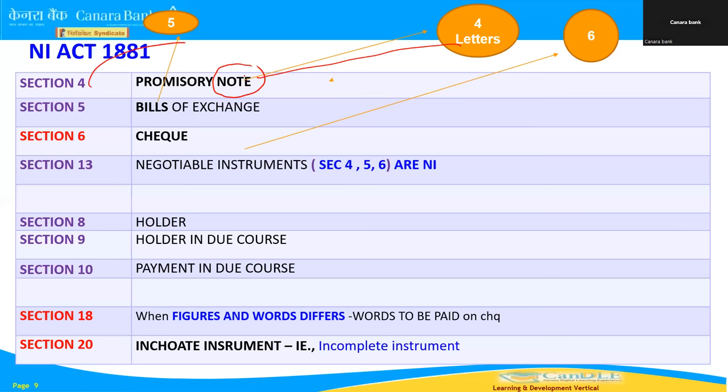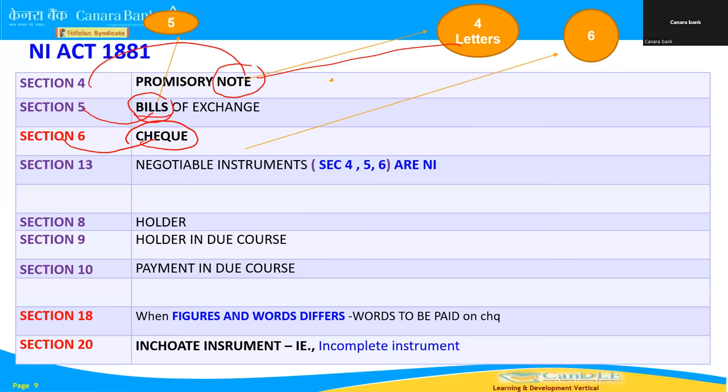Section 5 is taking care of bills. These are five words. Then check, CHEQUE, section 6. Please remember, this question was asked last year in the clerical to officer exam: check is defined in which section? In the recall questions also, you can see this.